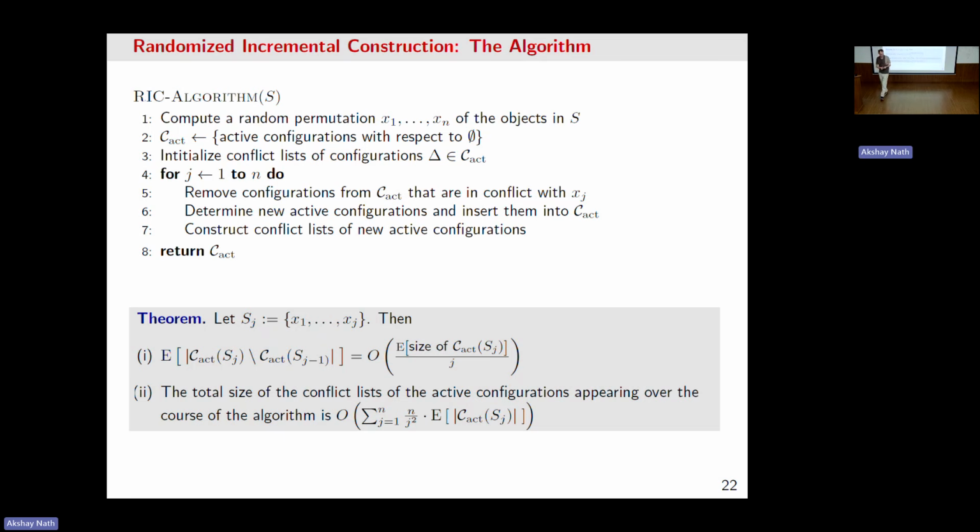Part 1 controls the update time. Both actually control. Part 1 is sort of the size of the. So if you look at the history graph approach, then this controls the size of the history graph.